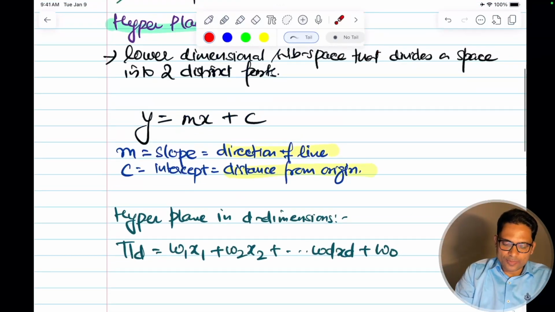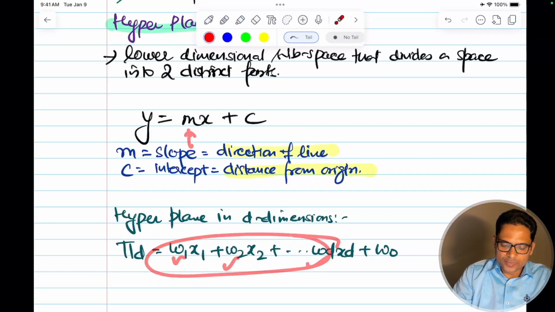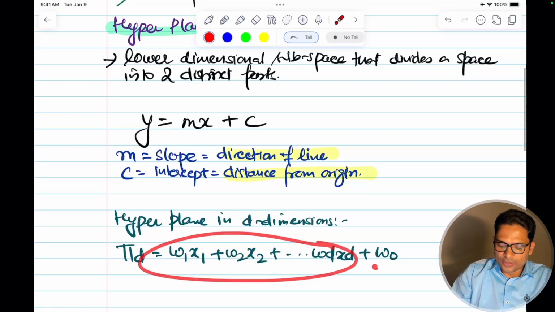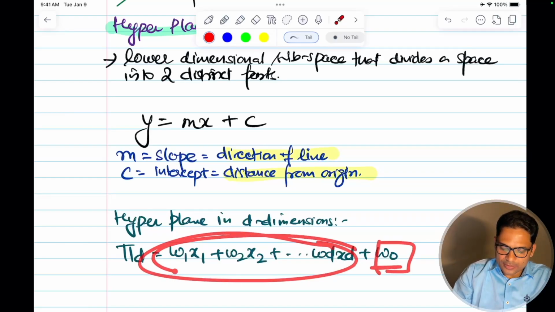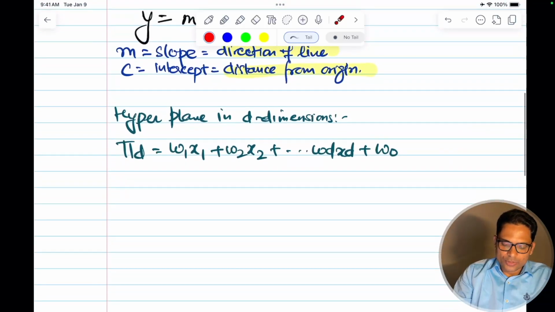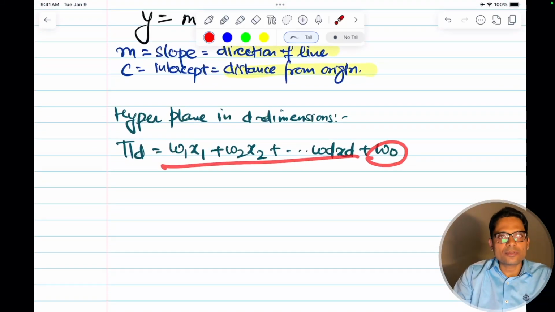So here also y is equal to mx plus c. So this is giving me the direction. These parameters will be giving me the direction, right? Y by x, and this is the distance from the origin. So these are my w1 x1 plus w2 x2, and this is your distance from origin.